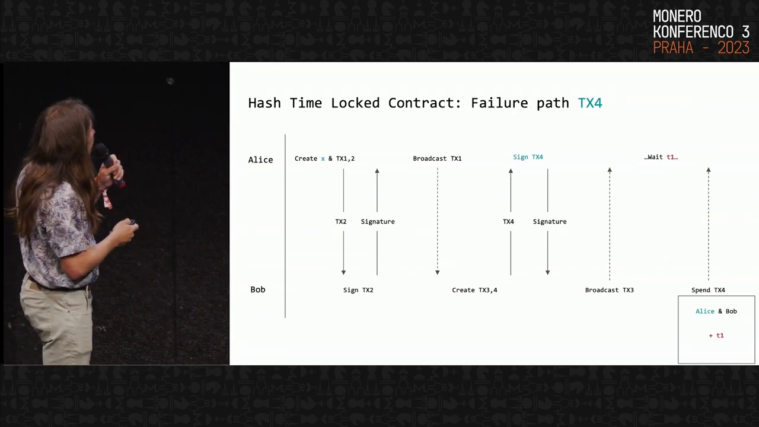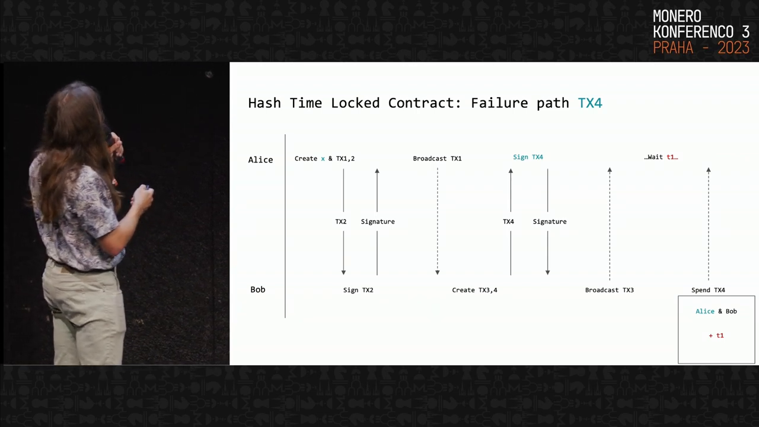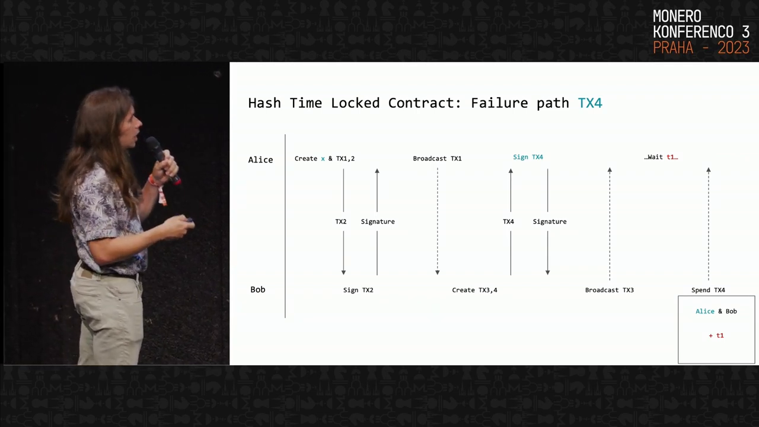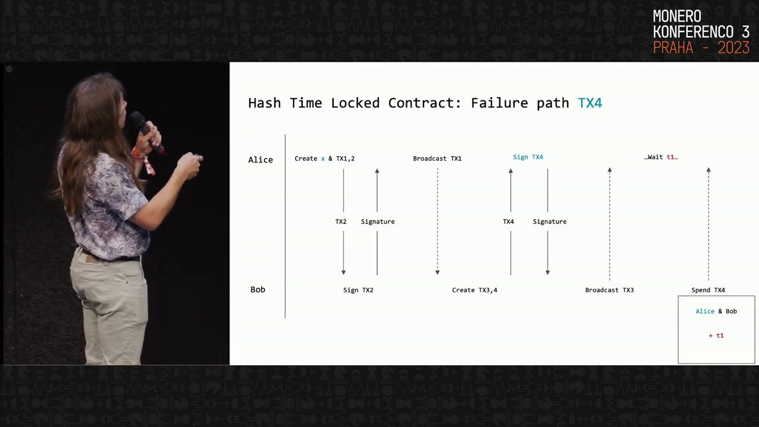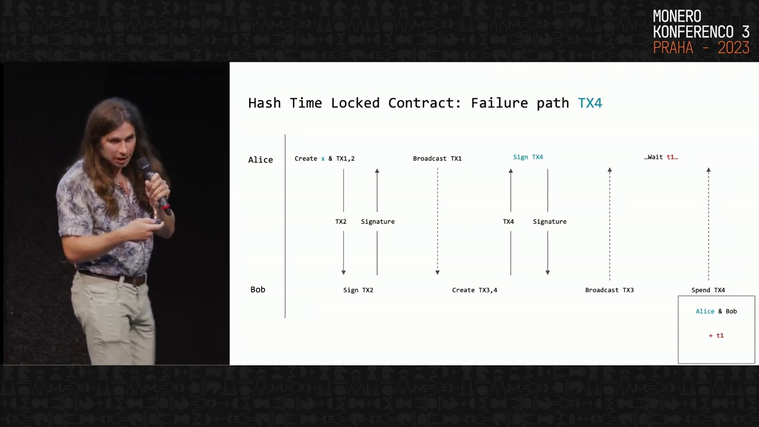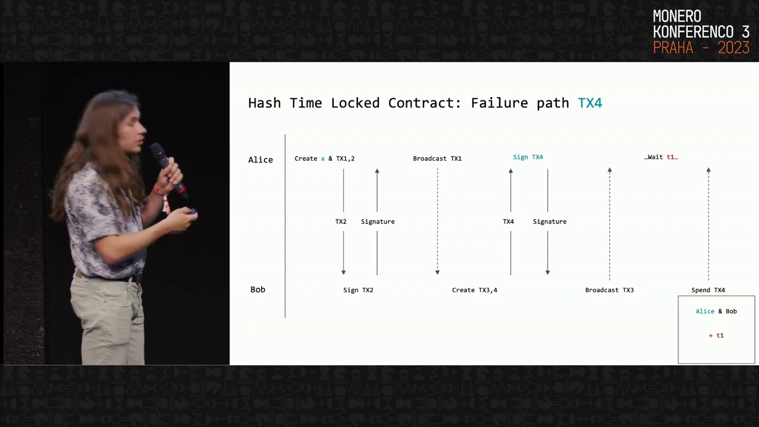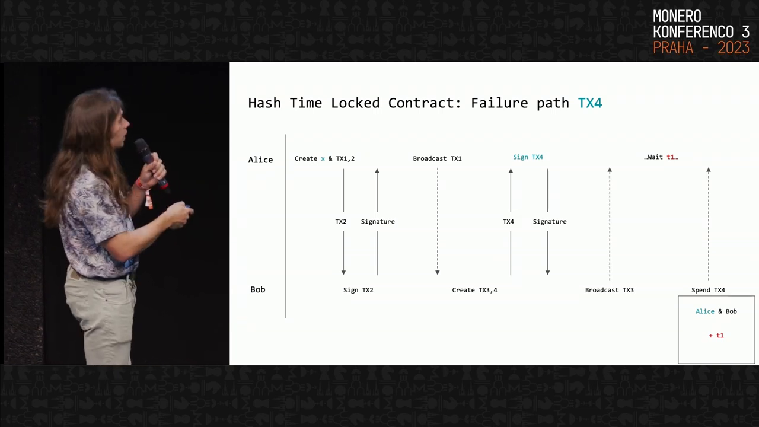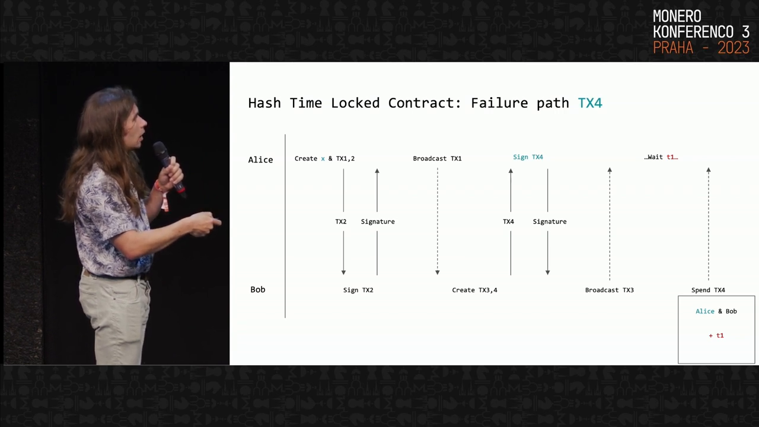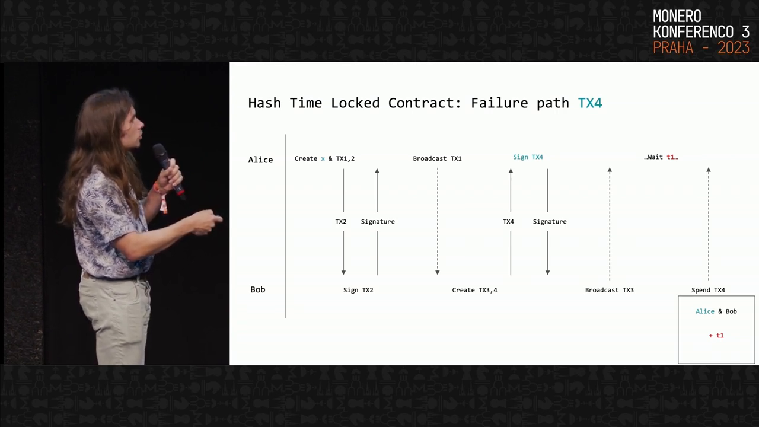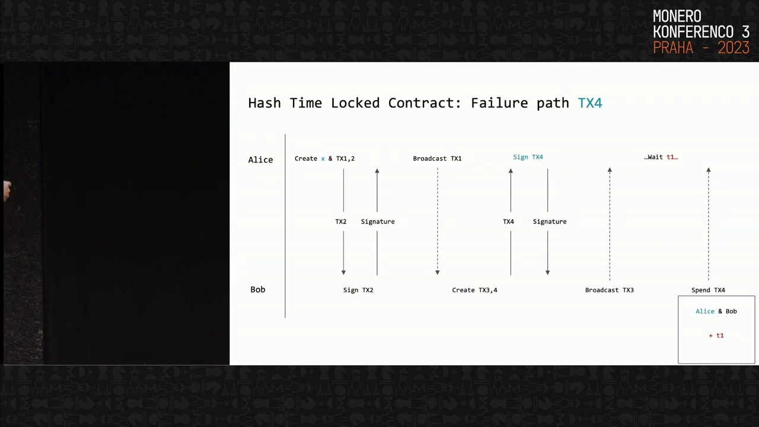Let's look at the failure path that we can have in here, which is one where one of the sides stops responding. In this case, we wait for T1. So Bob's created the transaction, he's broadcasted it. Elise is on a weekend bender, she's still recovering, she hasn't done anything. And then after all these timeouts, Bob can just spend his transaction 4 after this timeout, because he received the signature from Elise in advance.